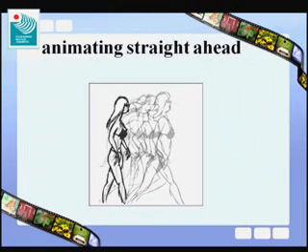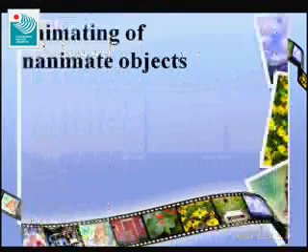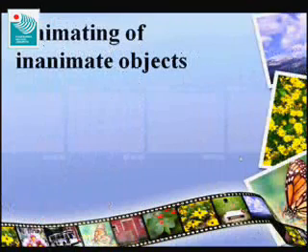It's also more difficult to work out the timing because you can only check the animation with a line tester when it's all done, and then it might be wrong and you have to throw away a lot of drawings and redo it. How to animate inanimate objects?